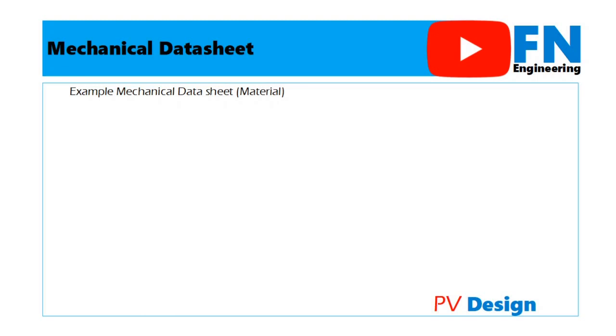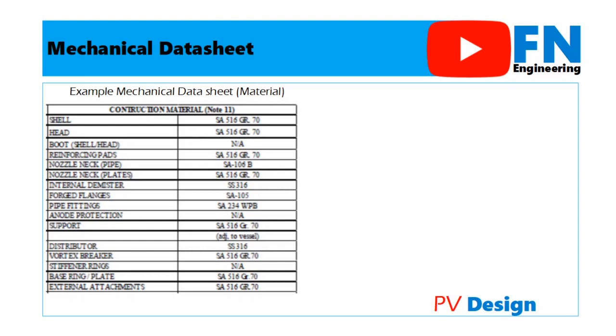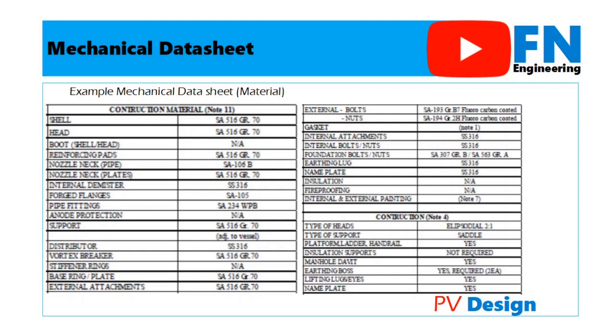Regarding material data or material requirements, shell and head use SA 516-70, reinforcing pad and nozzle neck plates use SA 516-70 also, nozzle neck pipe uses SA 106-B, internal demister for the non-pressure part uses stainless steel 316, flanges use SA 105, pipe fittings use SA 234 WPB, support or saddle for horizontal vessels uses SA 516-70, bolting uses SA 193-B7 and SA 194-2H for bolt and nut respectively, and coating for them uses fluorocarbon. The others are non-pressure part.